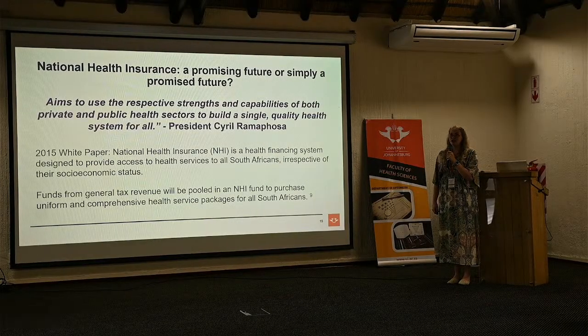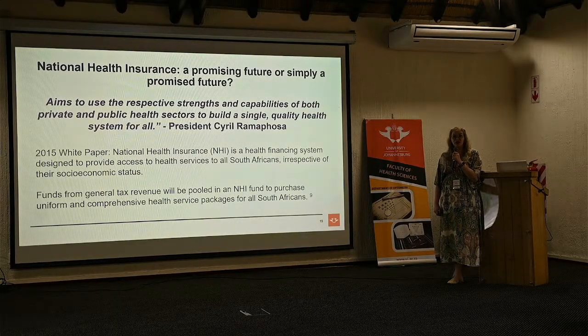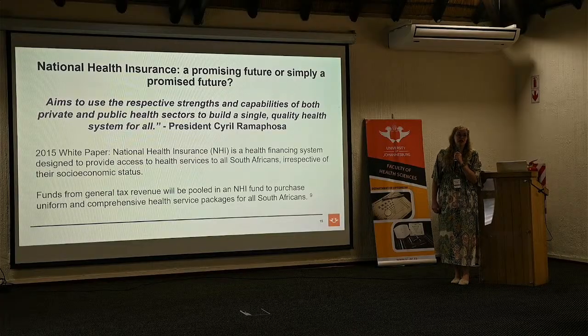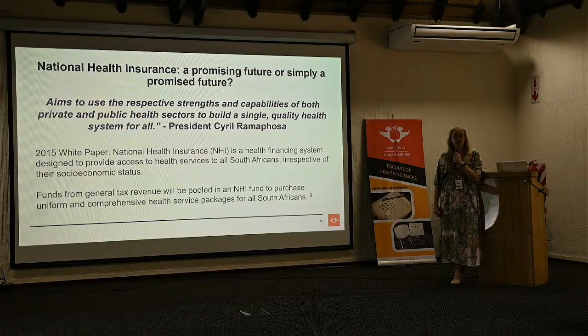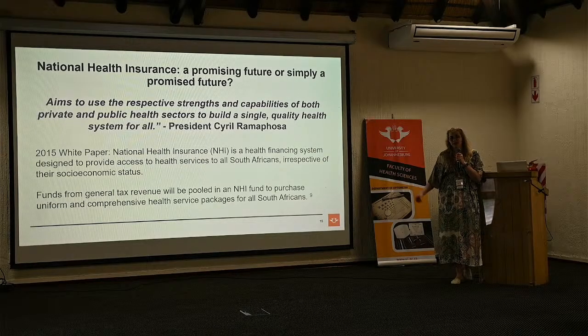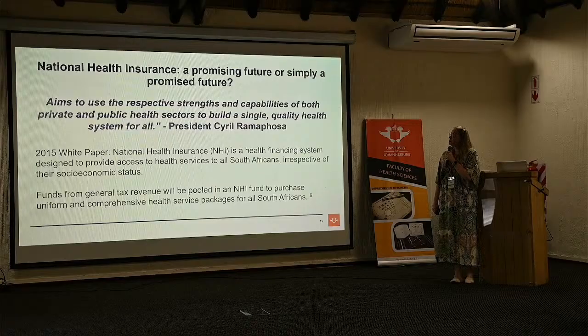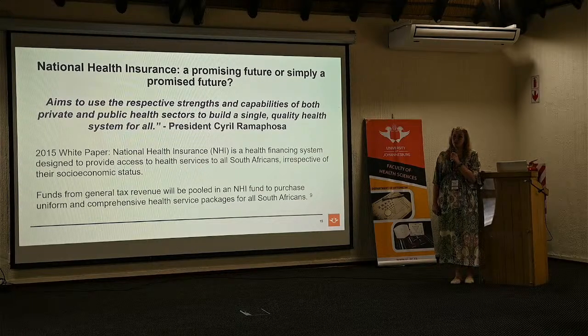All right, so to conclude, what does the future of healthcare look like in South Africa? In 2015, the government initiated the National Health Insurance White Paper, which will be implemented in phases, but in the words of the president, aims to use the strengths and capabilities of both public and private health sectors to build a single quality health system for all.